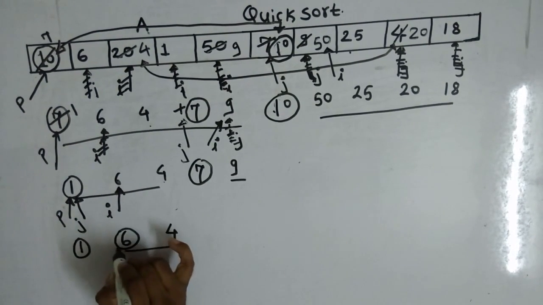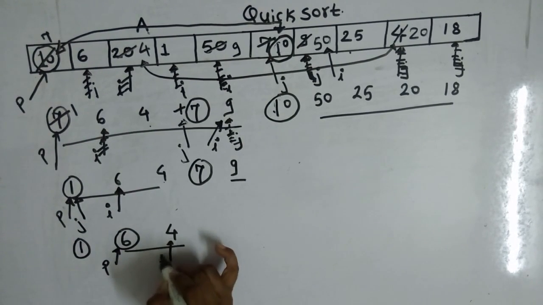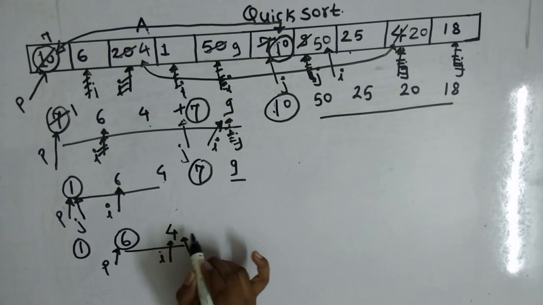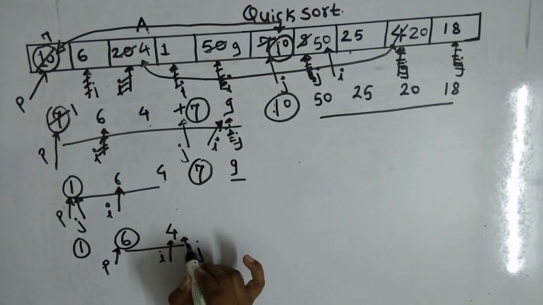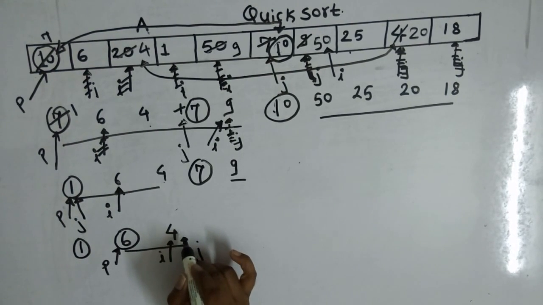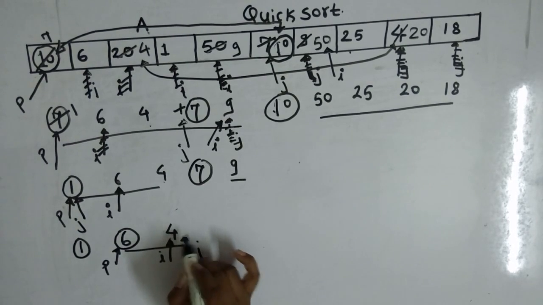So this will be my pivot, and this will be my i, and also this will be my j. Increment i, but can't increment because this is the last element. Decrement j till you find the element lesser than pivot. 4 itself is lesser than pivot, so j will stop there. Now this time also i and j have crossed each other, so we will swap pivot with j.